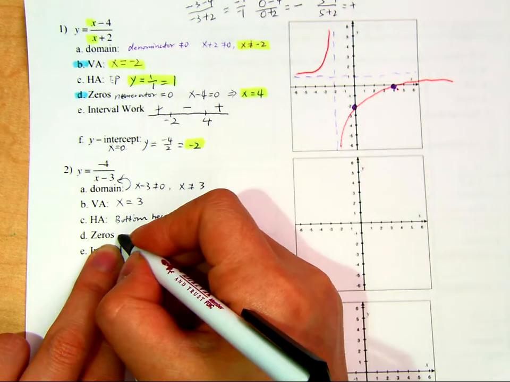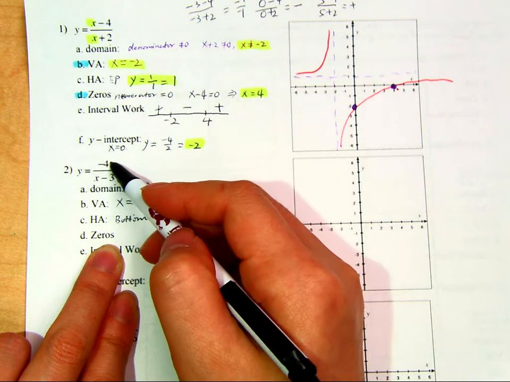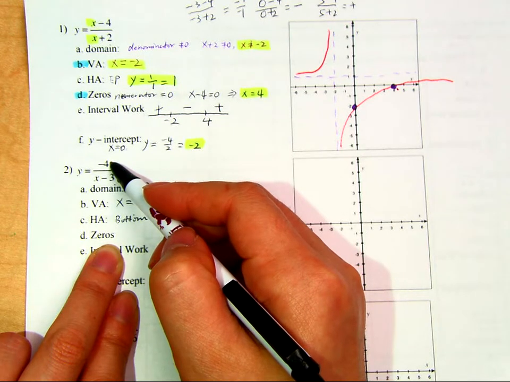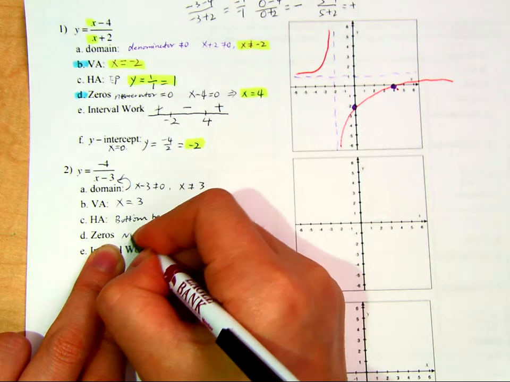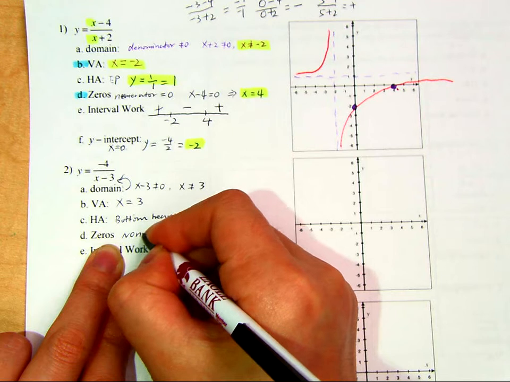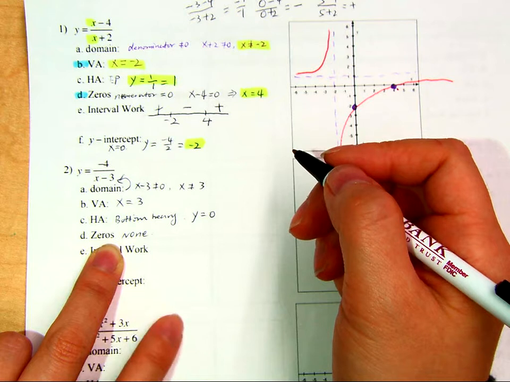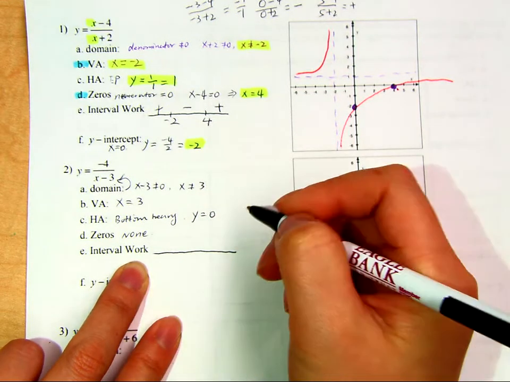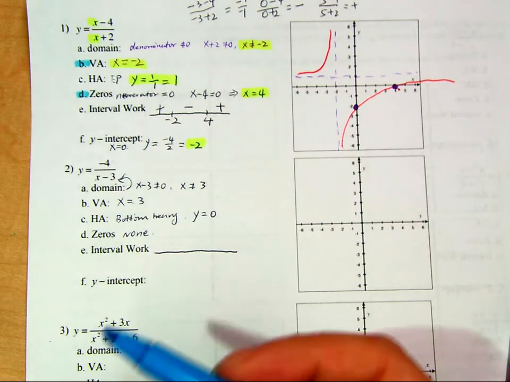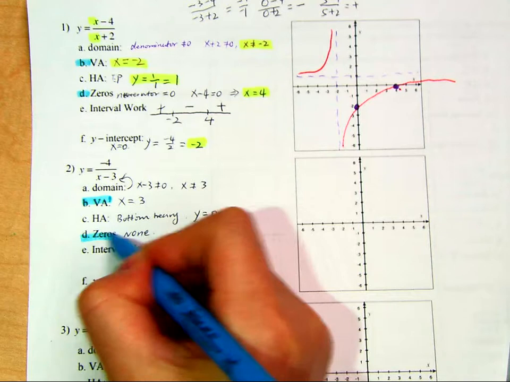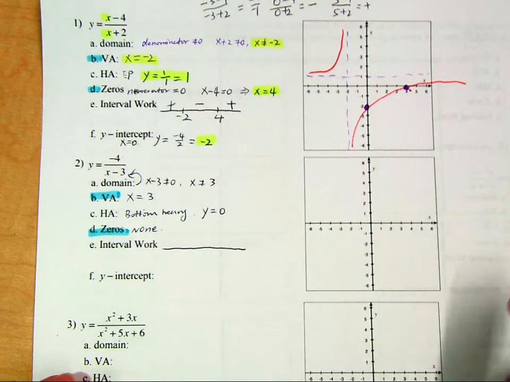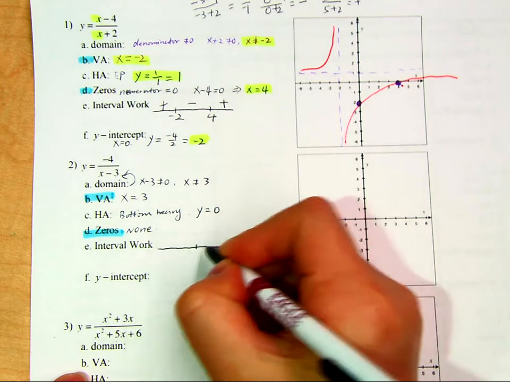And for zeros, we set the numerator equal to 0. Look at this problem. There's no x on the top. That's why there are no zeros. If there are no zeros, that means the graph will not cross the x-axis. Okay? And the interval work is always the VA and the zeros. There are no zeros, so you only need to put the number 3 on the number line.